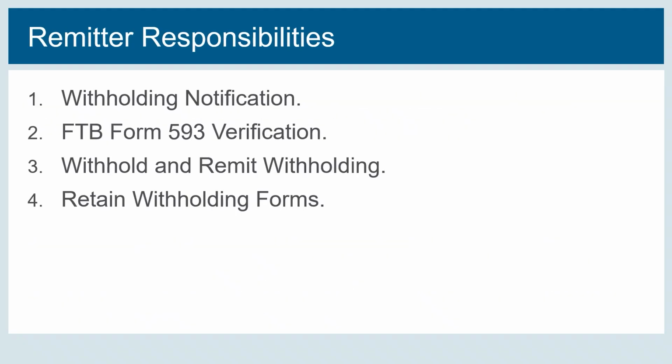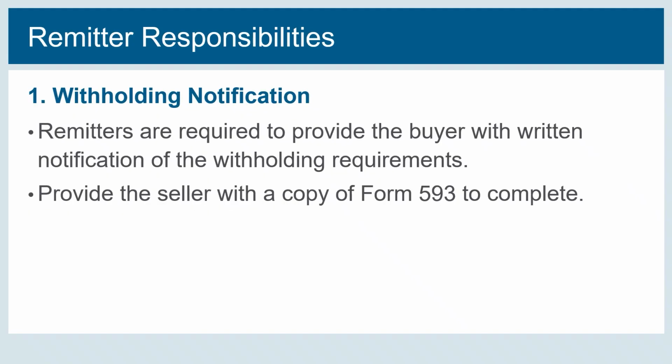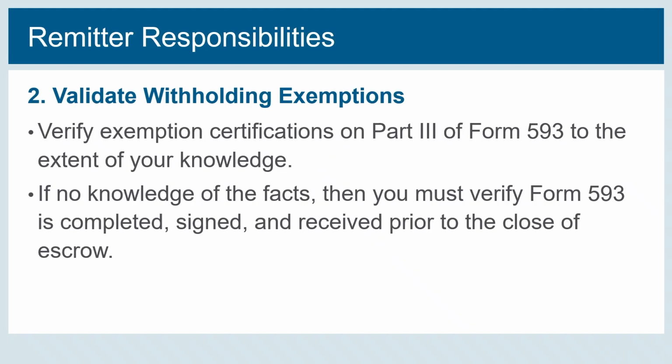Remitters are responsible for withholding notification, FTB Form 593 verification. They must also withhold and remit withholding, and lastly, retain withholding forms. Now let's look at these 4 key items more closely. The remitter's first responsibility is withholding notification. The remitter must provide the buyer with written notification of the withholding requirements and provide the seller with a copy of Form 593 to complete.